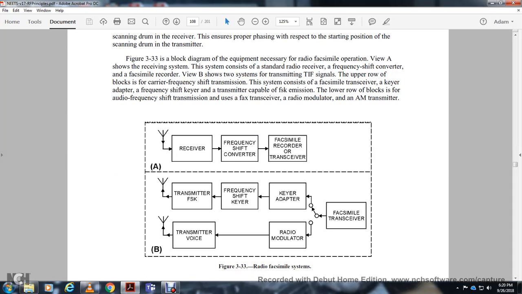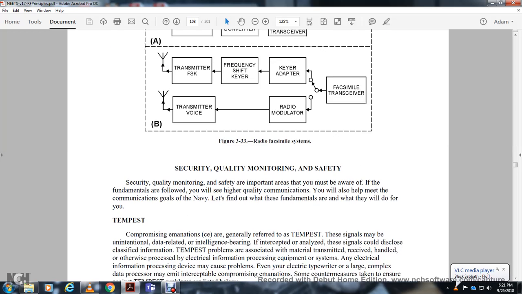View A shows the receiver with the frequency converter and the facsimile recorder of the transceiver. View B: facsimile, frequency shift keying, frequency shift keyer, key adapter, facsimile transmitter, antenna. Facsimile operator, radio modulator, transmitter, voice. Security, operation, monitoring, and safety.